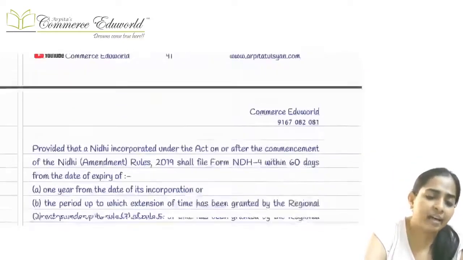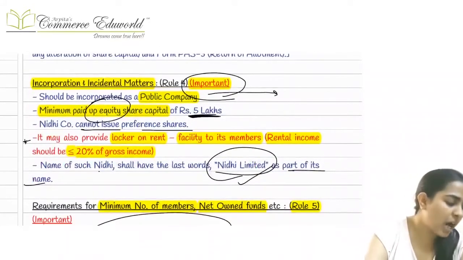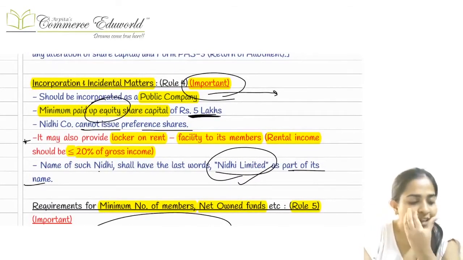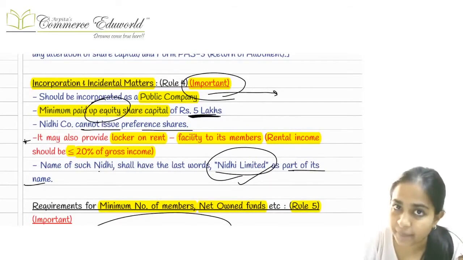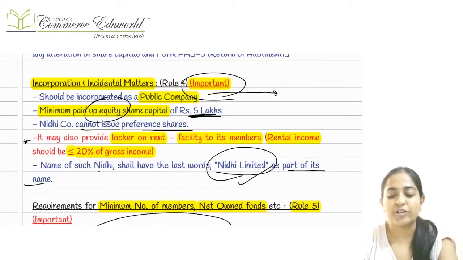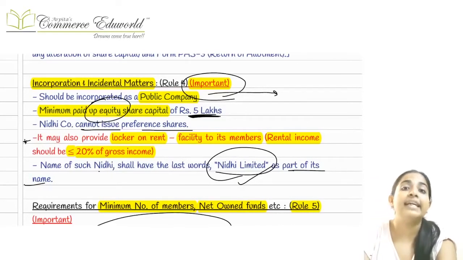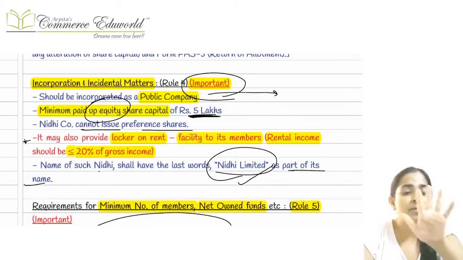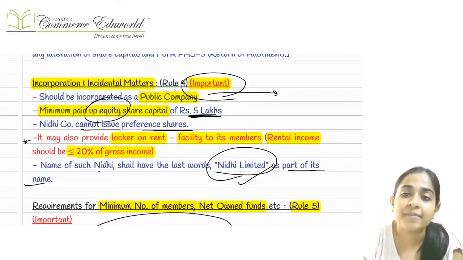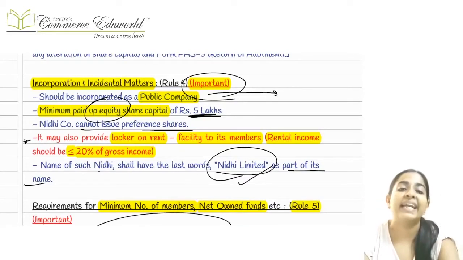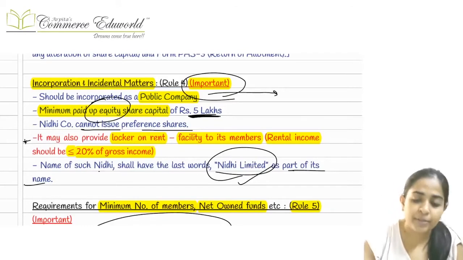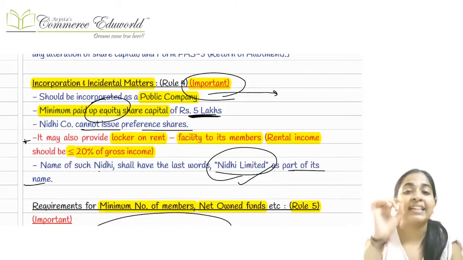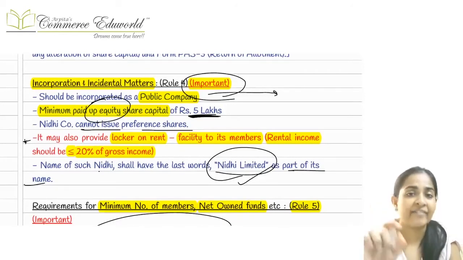Next, a few important pointers about the incorporation of a Nidhi company. Whenever it is incorporated, it is in the form of a public company. So it should have a share capital. Compulsorily it should have only equity share capital, preference is not allowed. It should have a minimum share capital of at least rupees 5 lakhs. At any point of time during the year, it should have at least 200 members. Its name should contain the word Nidhi Limited at the end so as to identify that this is a Nidhi company.